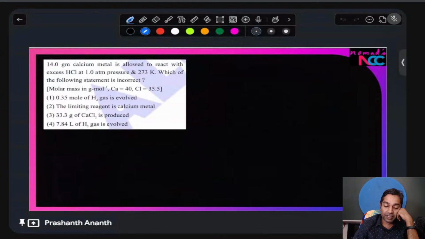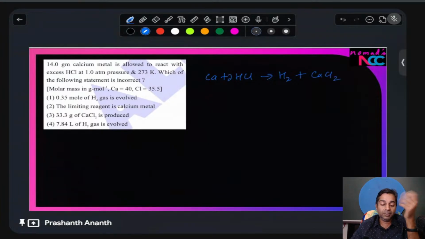So calcium metal is going to be reacting with excess HCl. What is going to be the reaction here? It's a highly reactive metal reacting with a strong acid. So you'll have hydrogen gas being released over here, and we of course get calcium chloride obtained as the product. In this case, we'll have 2 HCl balancing it out. This is the reaction here.